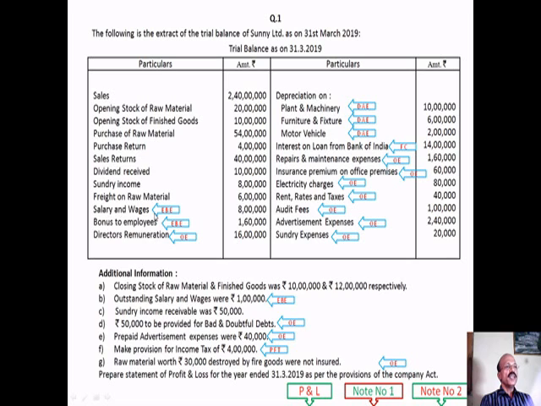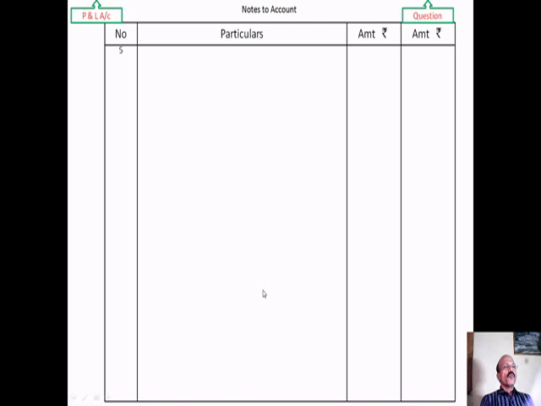What are they? Salary and wages, bonus to employees. These are the two items belonging to employee benefit expenses. Let us check, is there any EBE? No. In the adjustment there is one employee benefit expense, that is outstanding salary and wages. Let us transfer these items to the working note. So let us go to working note number 5.